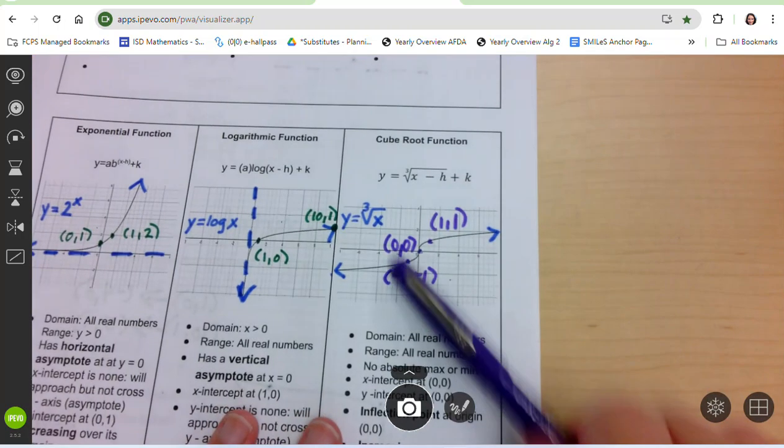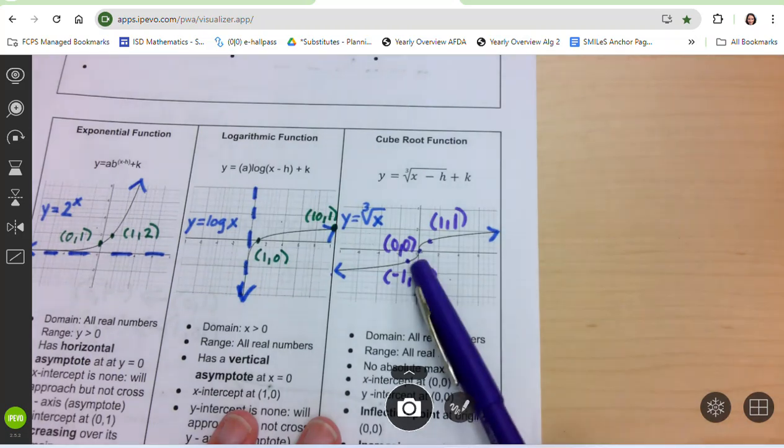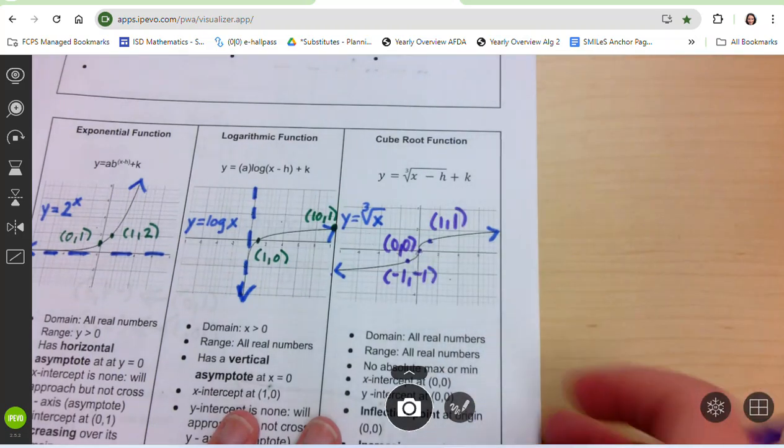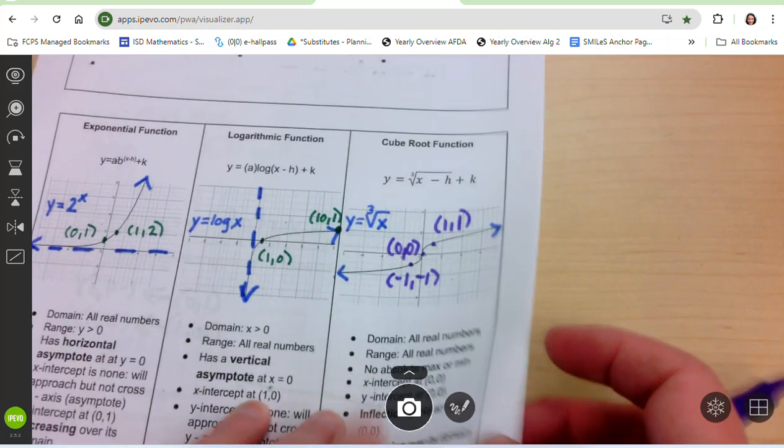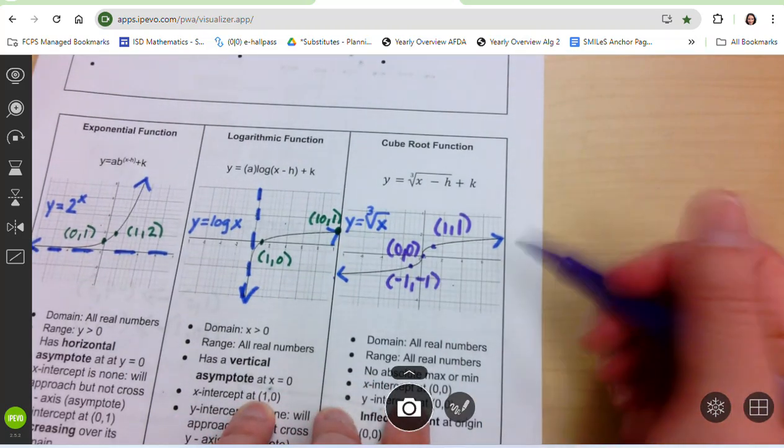All right, so make sure you've marked these 3 points on your parent function because those are the 3 points we're going to be transforming. -1, -1, 0, 0, and 1, 1. Notice they kind of line up on a straight line, but we're not going to draw a straight line. We're going to draw this cube root function.